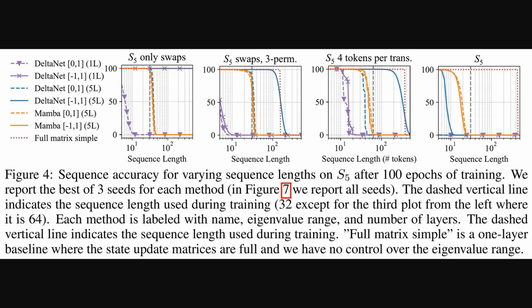Alright, following those implementation details from Table 2, Figure 4 shows the impact on sequence accuracy for S5 group tasks, which involve permutations. Across several variations, the pattern is clear. DeltaNet, with the extended -1 eigenvalue range, even with just 1 layer, achieves near-perfect accuracy far beyond the training sequence length. Mamba also improves, but DeltaNet's non-diagonal structure really shows its strength on these complex, state-tracking, permutation-based problems.